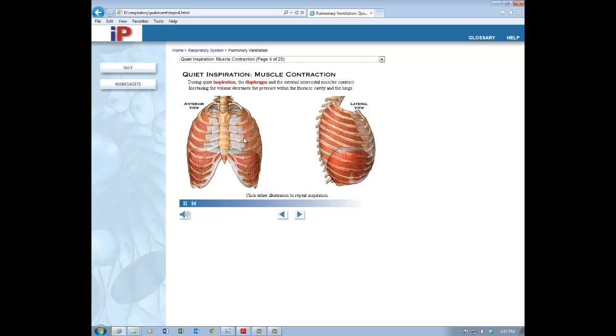Swellings on either side in the back of the throat. Those are the palatine tonsils. So that's what is shown right here.